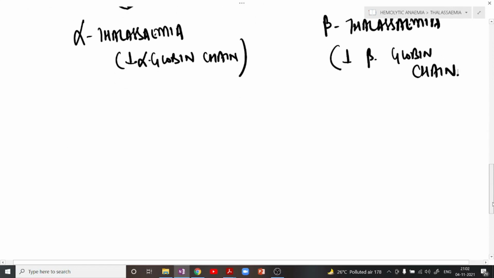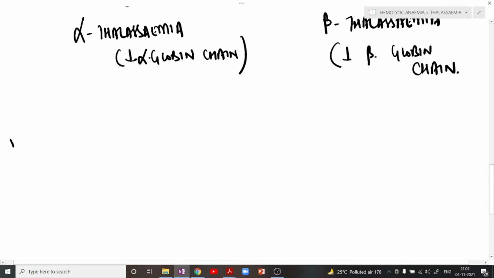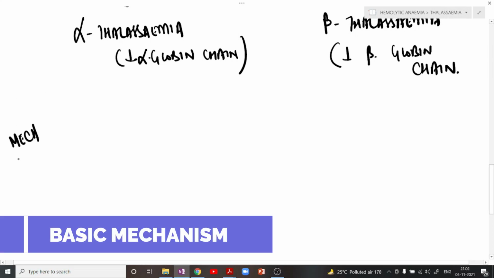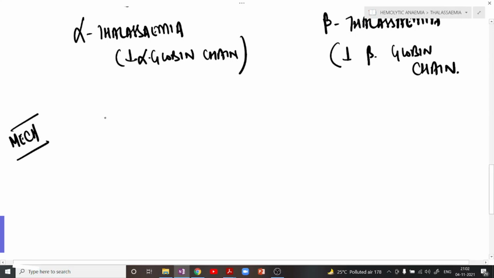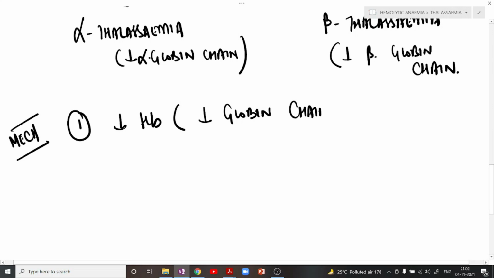So what is the basic mechanism of anemia? How is anemia developing here? There are two mechanisms. The first mechanism is clear: there is a decreased synthesis of hemoglobin, because of decreased globin chain synthesis. Now, if the alpha chain is less in amount, we will develop alpha thalassemia. If the beta chain is less in amount, then we develop beta thalassemia.